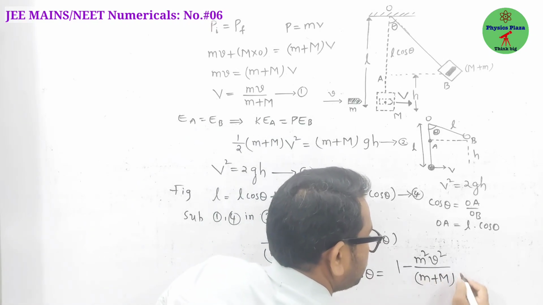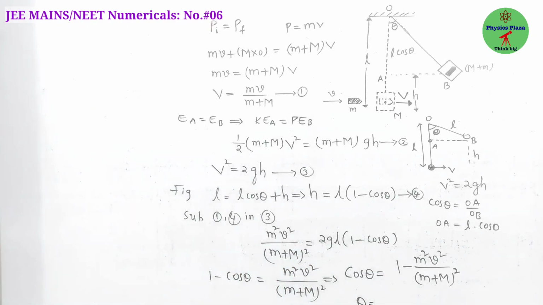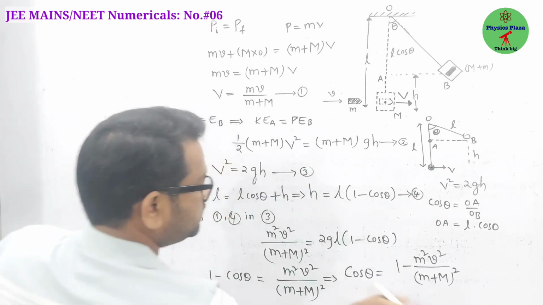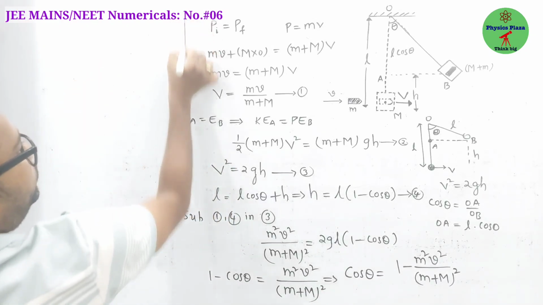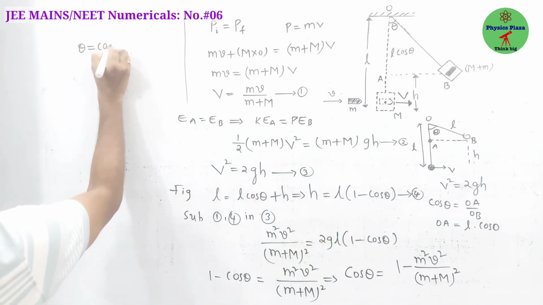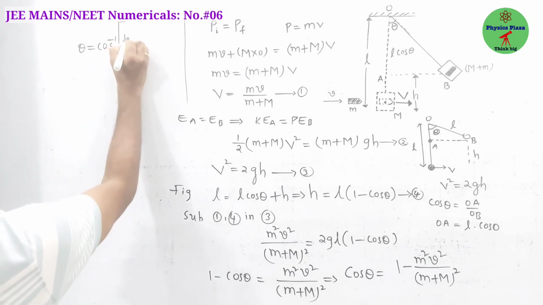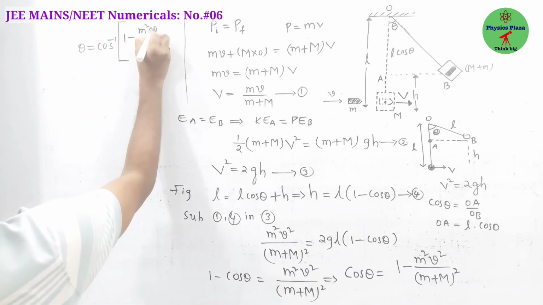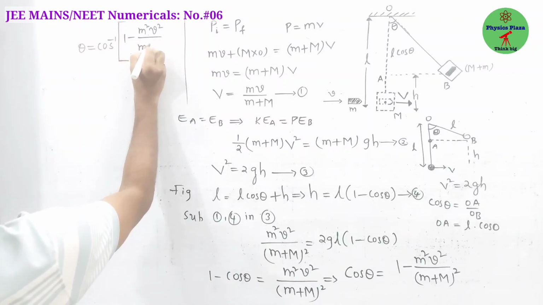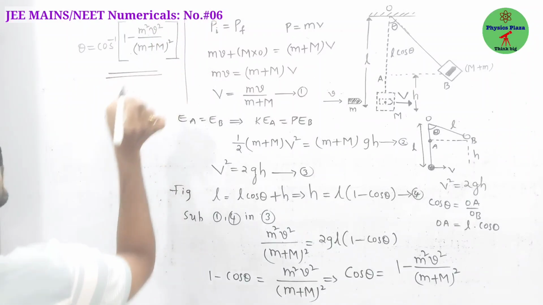So from this, theta is equal to, are you able to see? Let me check. Oh, you are not able to see. Okay, fine, so let me take this place here. I think it is seen here. As cos theta is equal to this one, theta is equal to cos inverse of 1 minus m square v square by (m plus m) whole square. Is it clear? So this is the angle made.